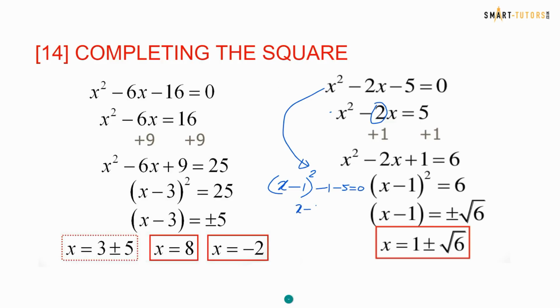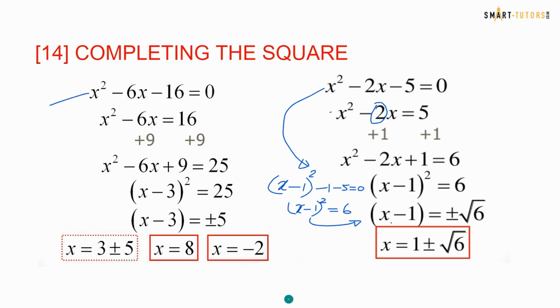So (x minus 1) whole thing squared. You take the minus 1 and minus 5, add them together, minus 6. Take that to the other side, it becomes 6. Then this step is matching this answer. x minus 1 equals plus or minus, taking the square root, root 6. Then bring the minus 1 to the other side. So the answer is x equals 1 plus or minus square root of 6.